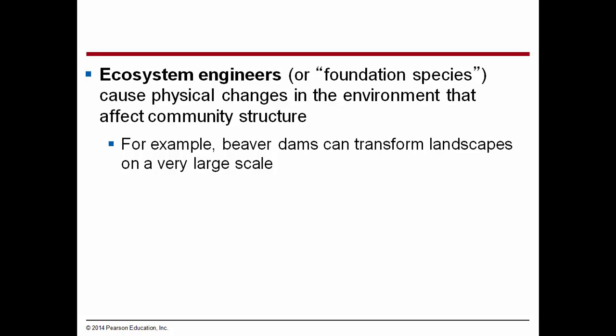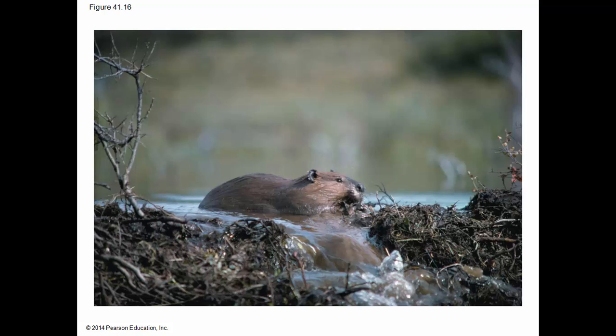Ecosystem engineers or foundation species cause physical changes in the environment that affect the community structure. For example, beaver dams can transform landscapes on a very large scale. It's really common to consider beavers as ecosystem engineers because they are like engineers. They build dams on creeks and rivers, and they cause that river to become a pond, in which they build their dams. They're really amazing animals. They can take down a full-size tree if they put their mind to it, and then they'll just nibble on the leaves and the twigs at the top of the tree.